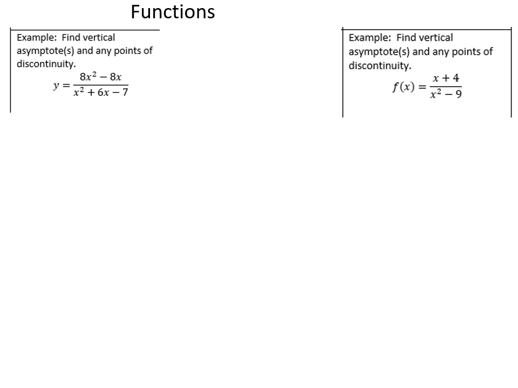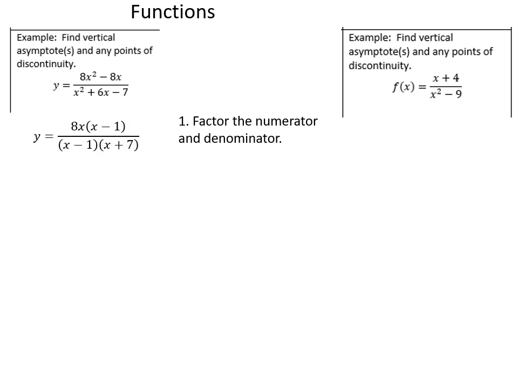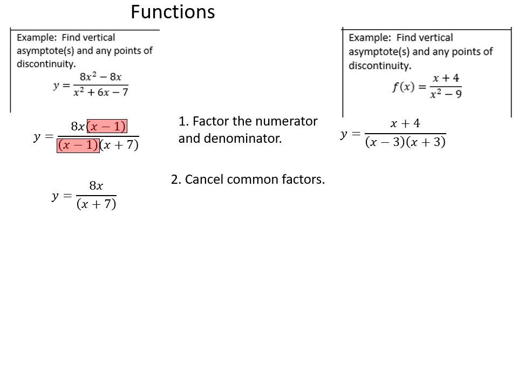Now the other type is working with vertical asymptotes and any points of discontinuity, or holes. So one of the first things that we do on this, we factor the numerator and denominator. On the left, pull out an 8x, and that leaves us with x minus 1, and then x squared plus 6x minus 7 factors into x minus 1 times x plus 7. On the right, the top doesn't factor, but the bottom becomes x minus 3 times x plus 3. Second step, we cancel any common factors. On the left, we've got common factors, and we get down to just y equals 8x over x plus 7. On the right, nothing cancels, so we just copy it down.